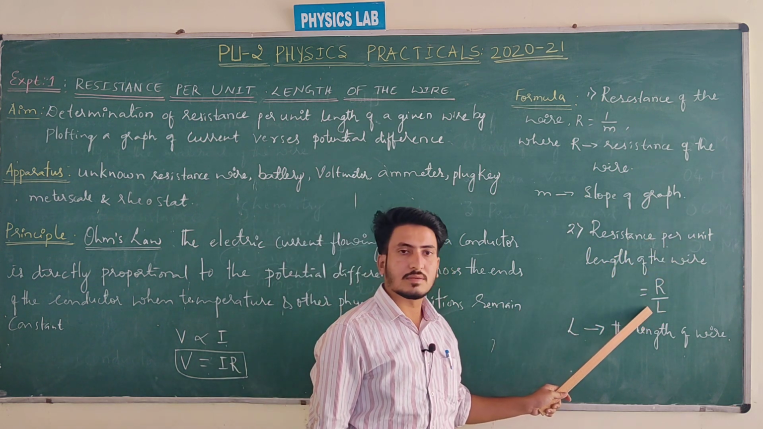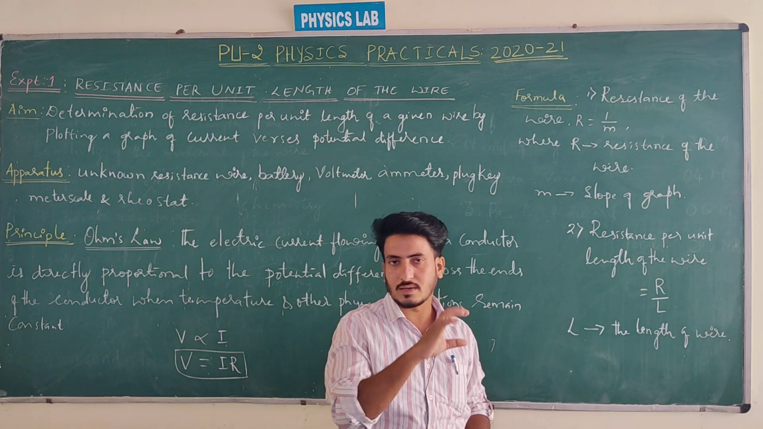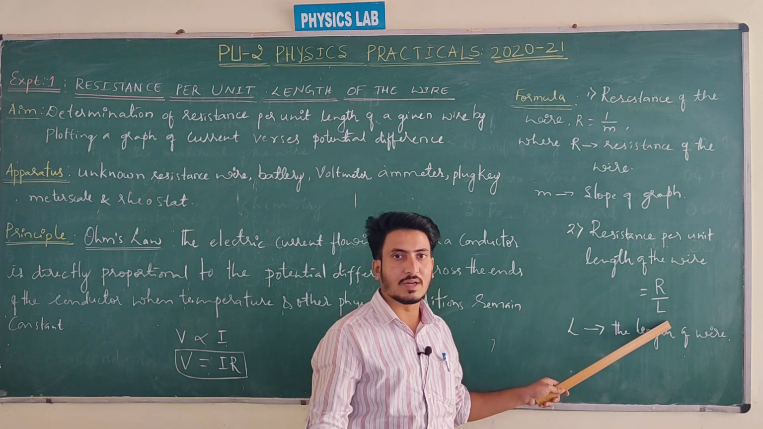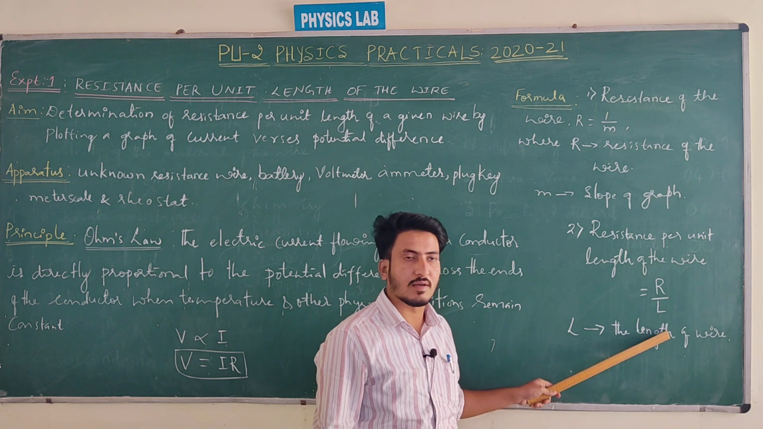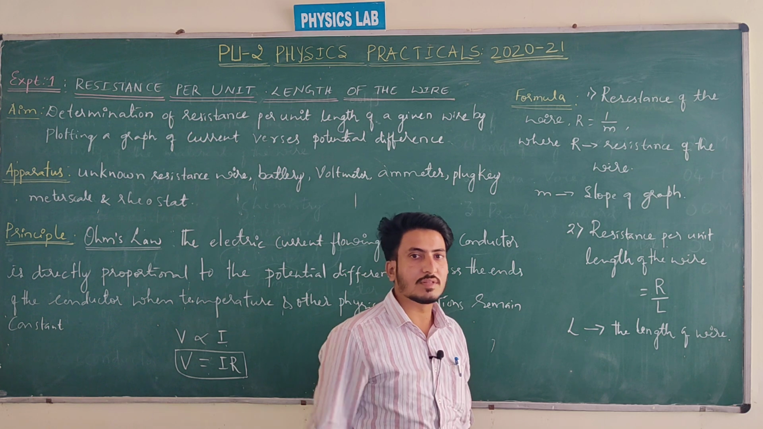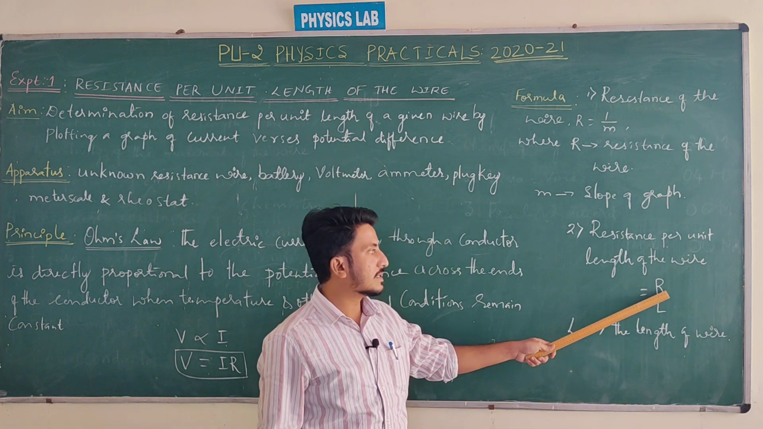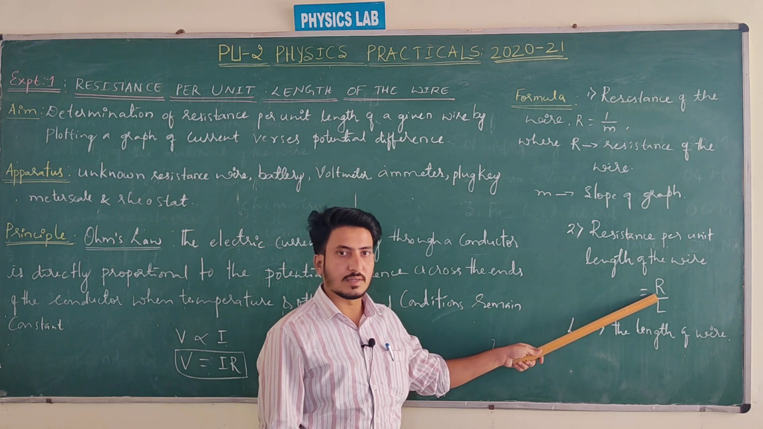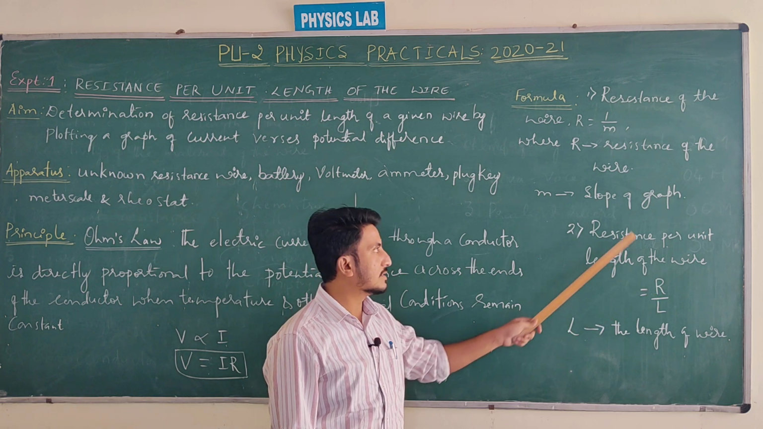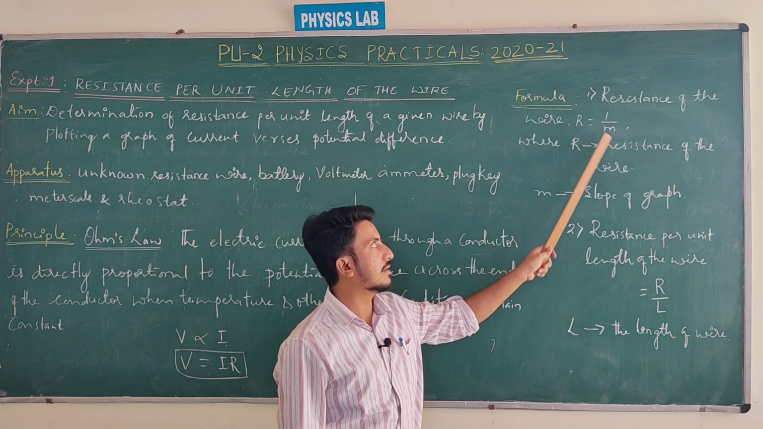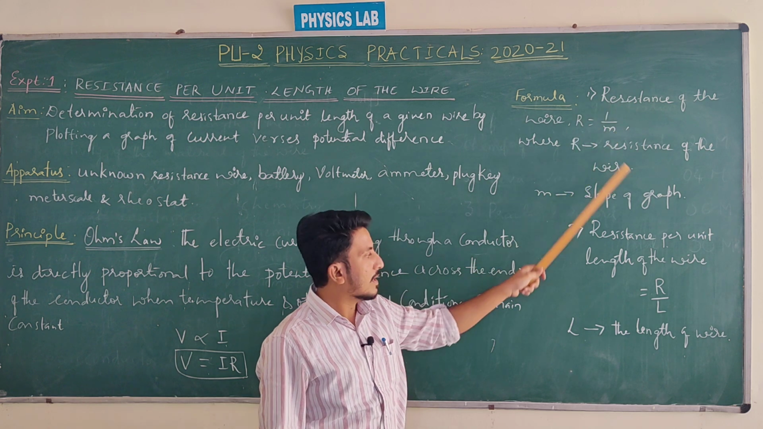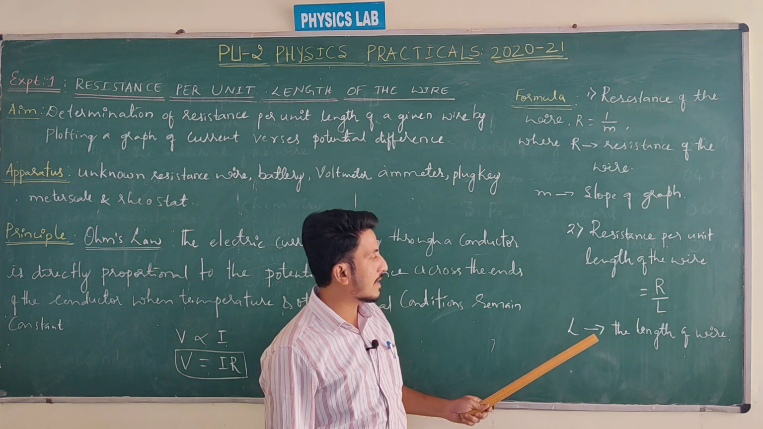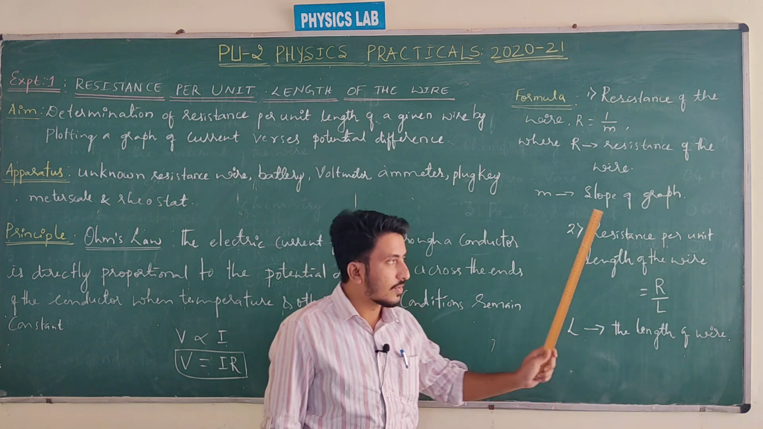The length of the wire will be given in the data in the question paper, or in the lab. Initially we will tell you that this is the unit length of the wire. For that unit length you need to calculate the resistance. This resistance of the wire is unknown. From the Ohm's law setup we are going to find out the resistance of the given wire. Once we get the resistance by taking the reciprocal of the slope, then we simply divide by the length, that is R by L, where L is the length of the wire. Okay, students.